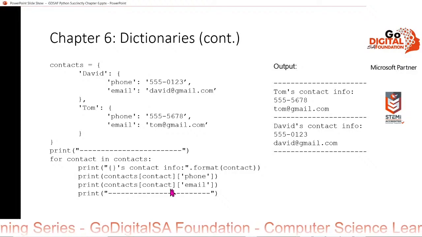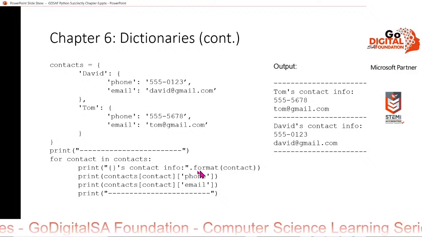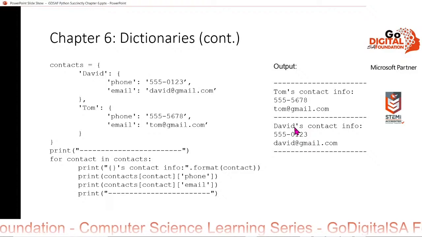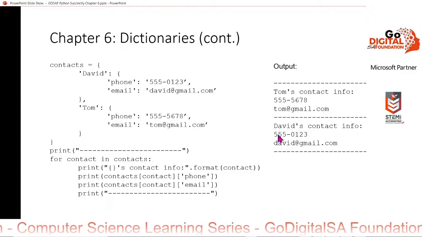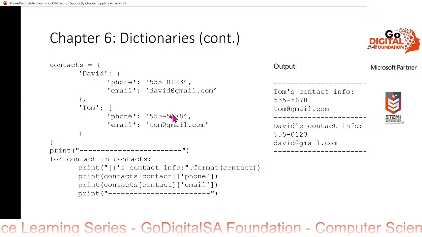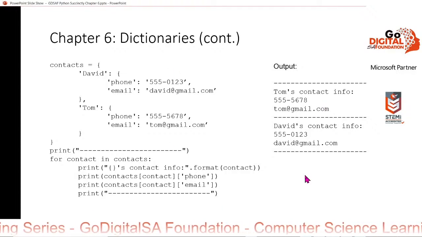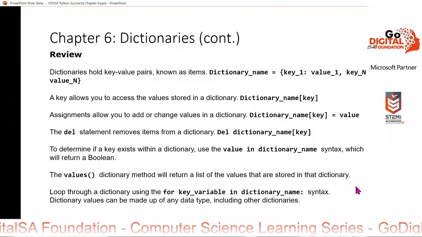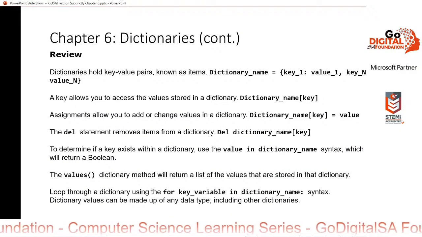Then it prints a line over here, and it goes around the loop the second time, and it prints the contact name and the phone number and the email, prints a dotted line, and there's only 2 items, so that's everything. Okay, that's all for dictionaries.